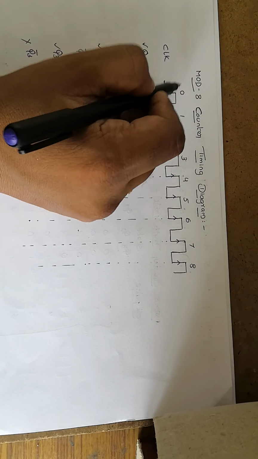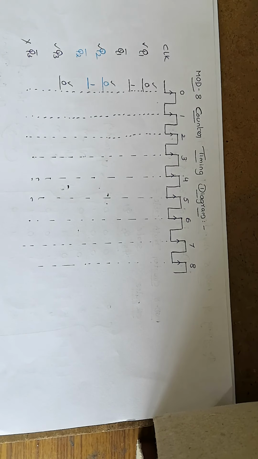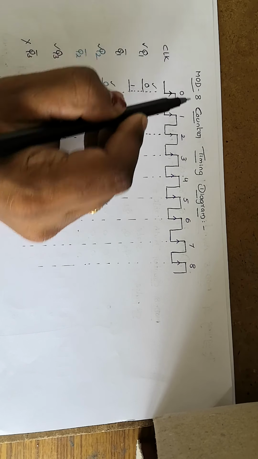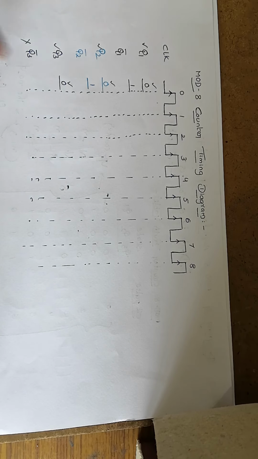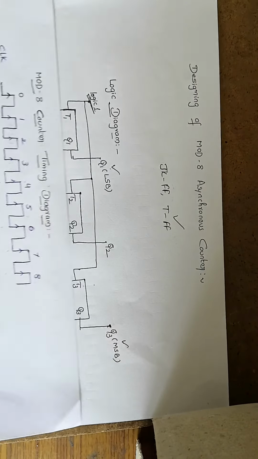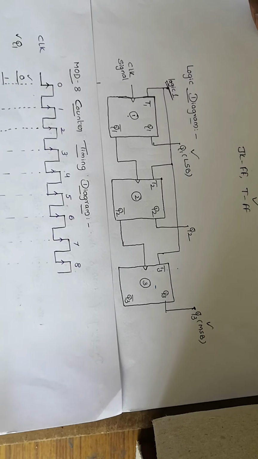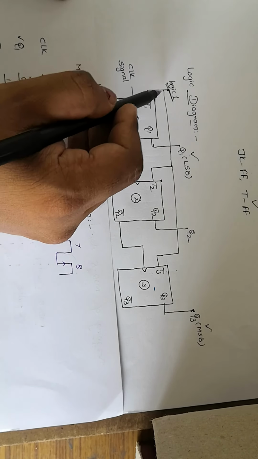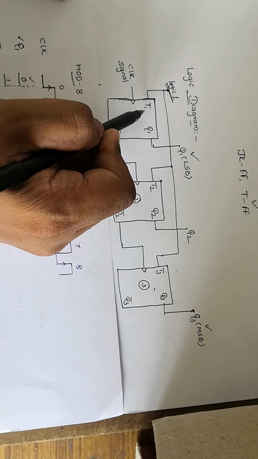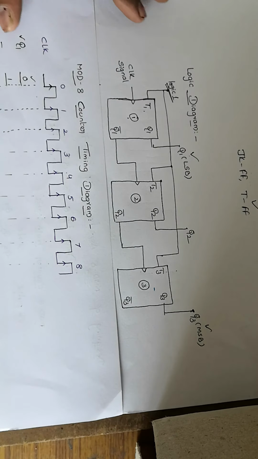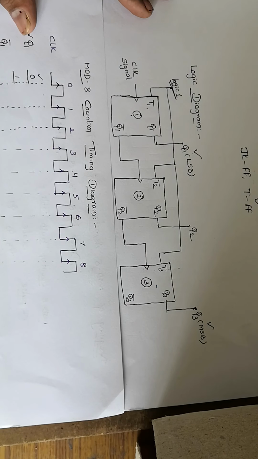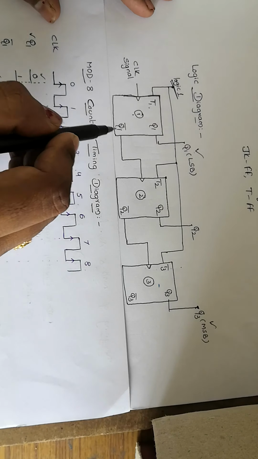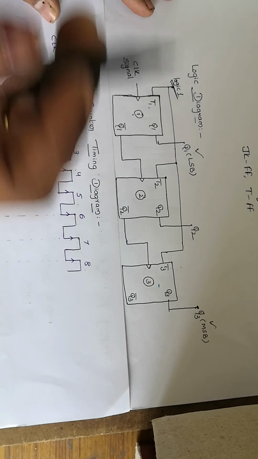When you apply the first clock pulse, at the clock's 0 to 1 transition, what happens? In the 0 to 1 transition, the first T flip-flop is in the enabled position. Already we applied logic 1 to the first flip-flop as an input, so the T flip-flop enters the toggle state. In the toggle state, the output is the complement of the previous output.